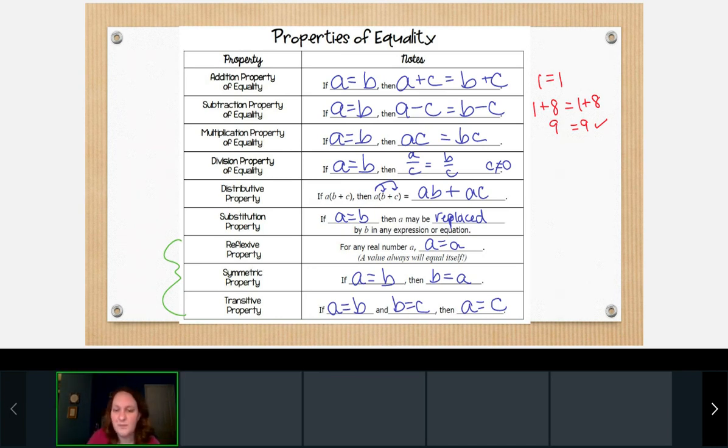Does that transitive property remind you of any law of logic that you may have learned last class? What do you think? If you think you know which law this transitive property kind of looks like, type it in the chat. You don't have to spell it right.